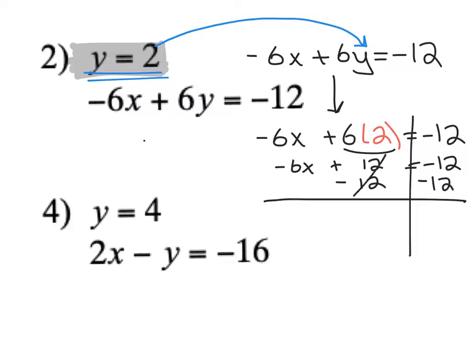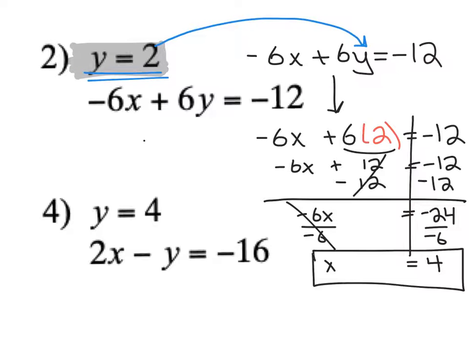12 minus 12 is 0, and I have negative 6 times x equals negative 24, because negative 12 minus 12 is negative 24. My last step is to divide each side by negative 6. Anything divided by itself is 1. And negative 24 divided by negative 6 is positive 4. So x equals 4.